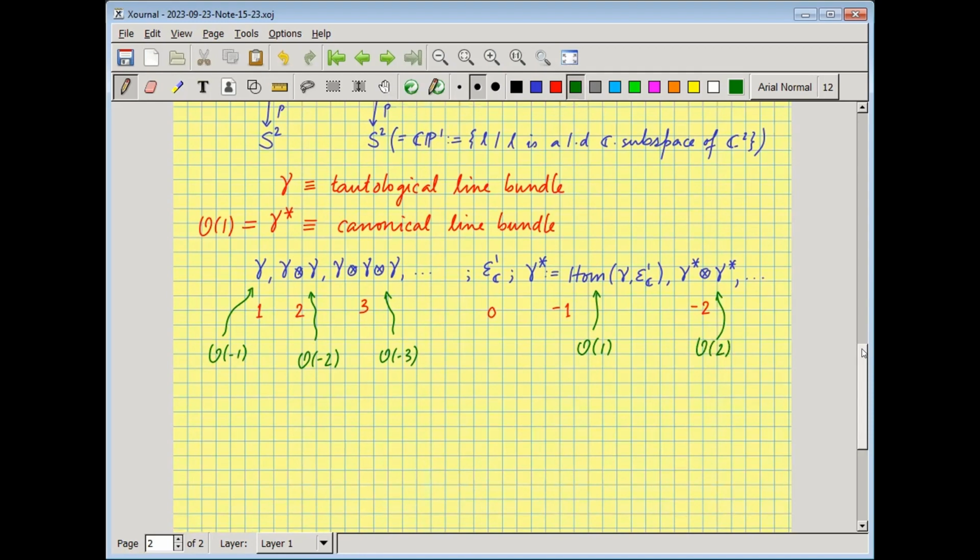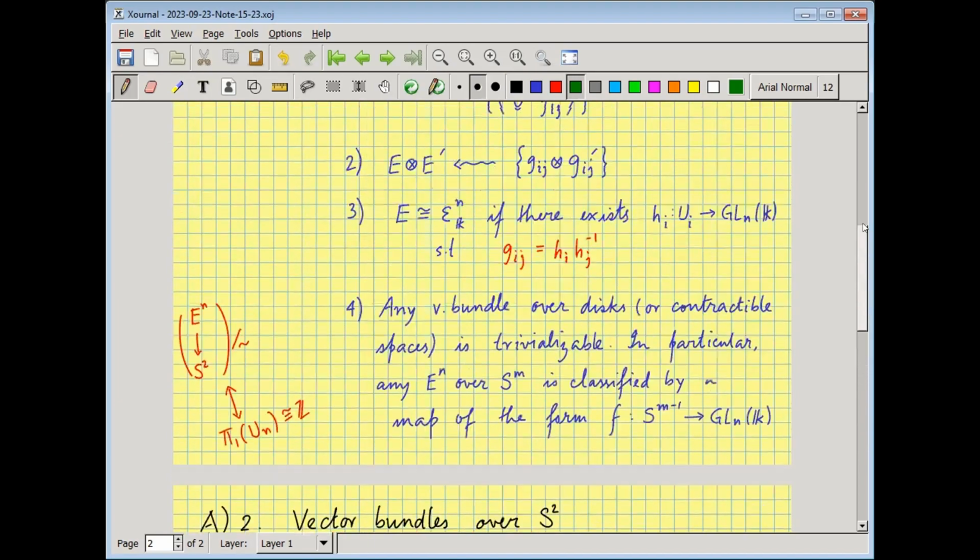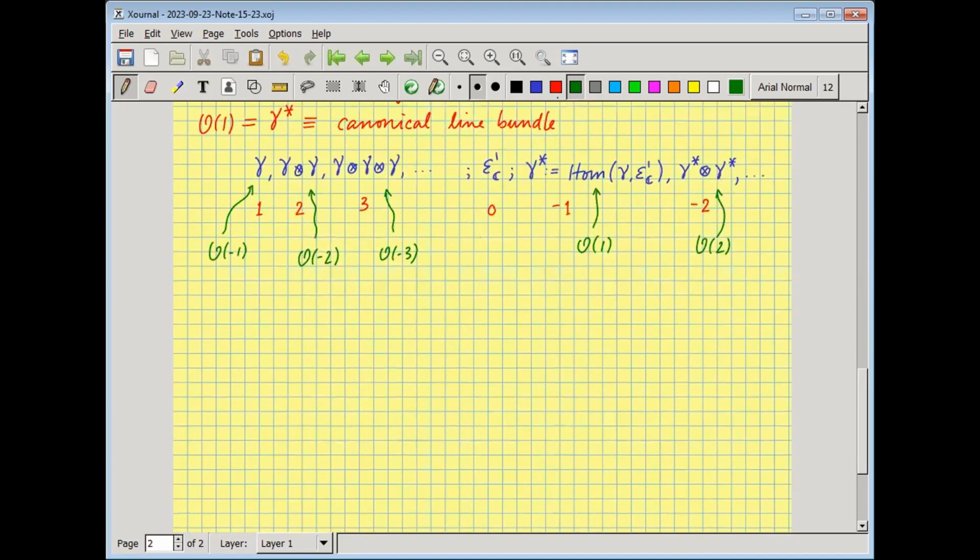So one of the things one observes, through one way or another, is that any complex line bundle over S2 is, for some integer, a tensor power of gamma. Everything in this section is over S2. So that's the full list.